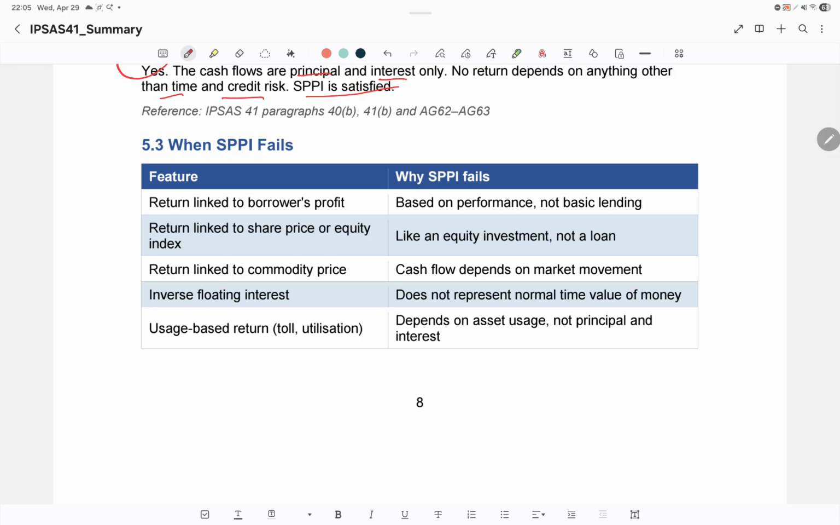Return linked to share price or equity index, like an equity investment, not a loan. If it is share price or equity index, then we can say that is an equity investment and not a loan. Return linked to commodity price: cash flow depends on market movement, so there is no interest factor in that. Inverse floating interest does not represent the normal time value of money.